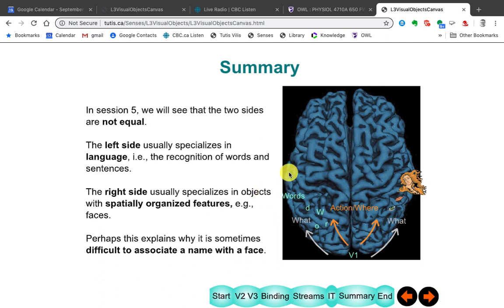In fact, the picture of the face is located here, and the name of the face is located here. That may explain why sometimes it's very difficult, when seeing a face, to remember what the name of the face was.